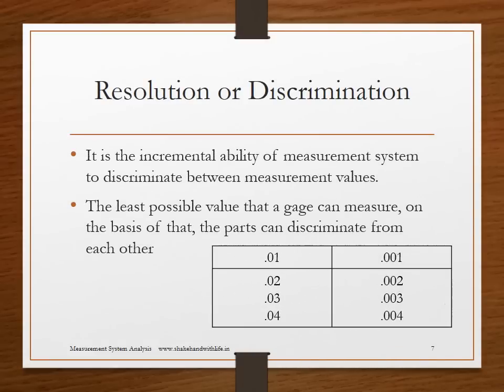Resolution or discrimination. It is the incremental ability of a measurement system to discriminate between measurement values. The least possible value that a gauge can measure, on the basis of which the parts can be discriminated from each other. For example, if a gauge can discriminate 1/10th value, then readings would be 0.02, 0.03, 0.04 and so on. Similarly, for 1/100th value, the readings would be 0.002, 0.003, 0.004 and so on.